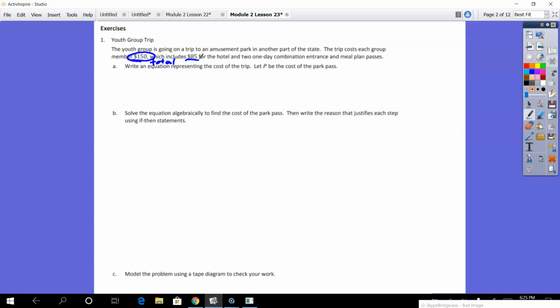And it includes $85 for the hotel and then 2 one-day combination entrances that have meal plans. Write an equation representing the cost of the trip. Let P be the cost of the park pass. Okay, so we have $85 plus the park pass, but it was 2 of them. So plus 2 park passes gives me a total of $150 that we are spending.